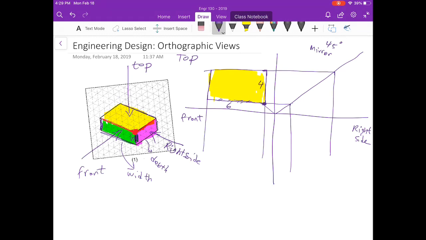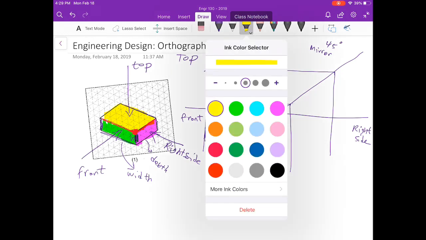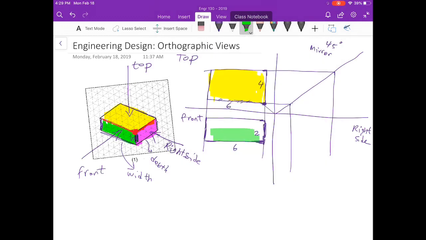On the front view, we can see the width, which is 6 units, but we can see the height too. So the front view would look like 6 units here and 2 units for the height. So it would be something like this: 2 units here, 6 units here. And this is exactly what you can see, the green highlighted area that you can see in the front view.